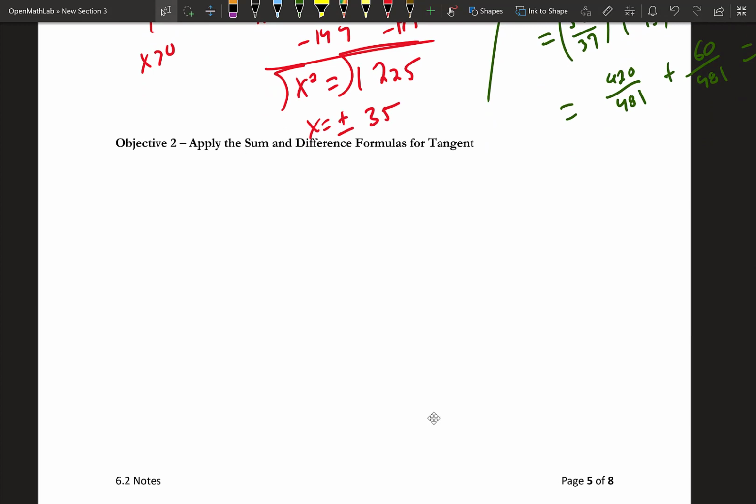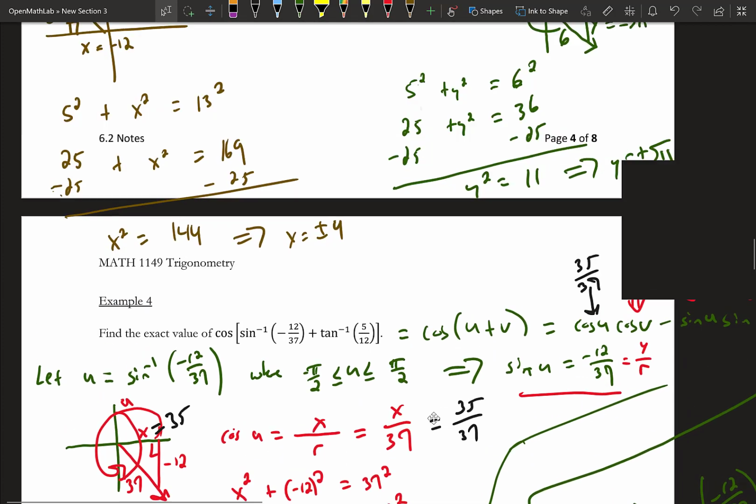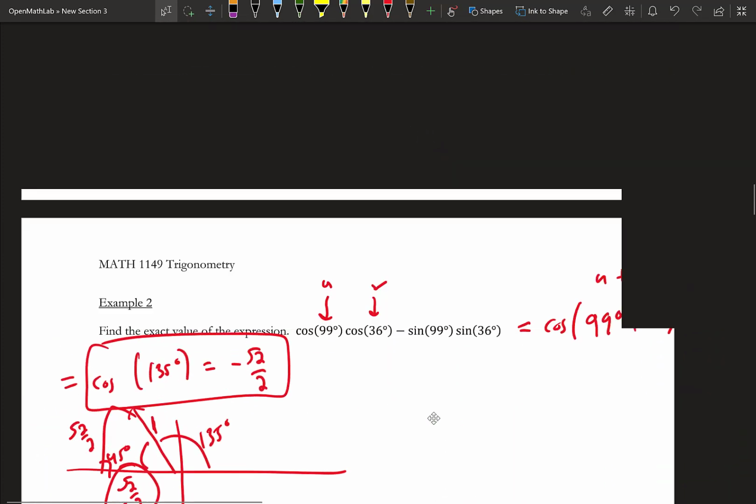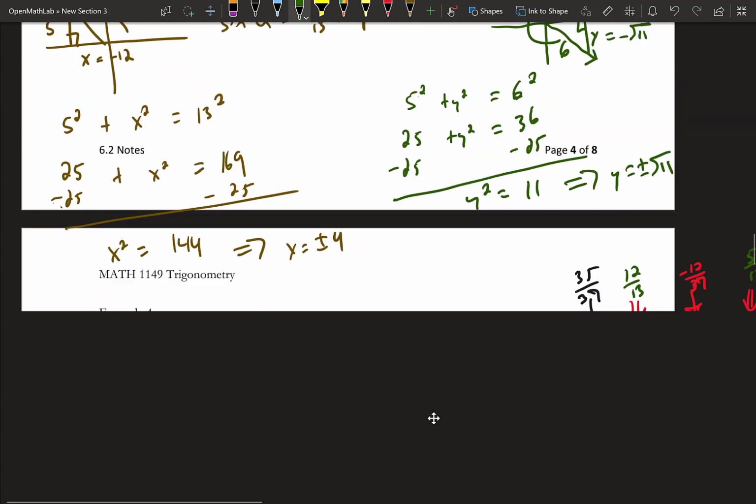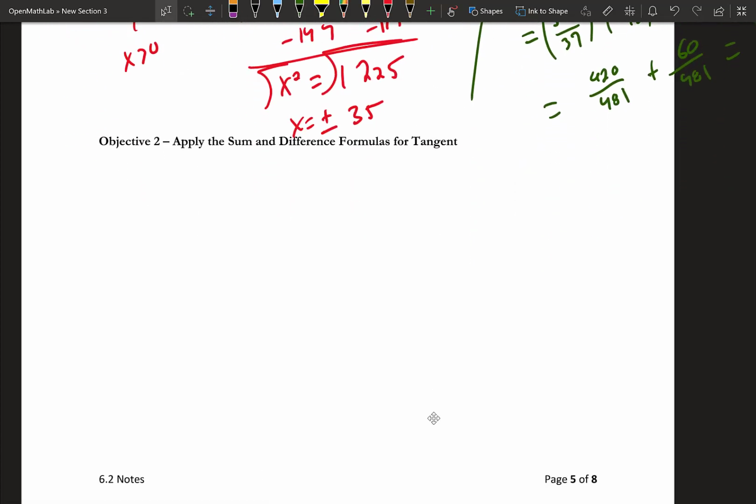All right, so then the next objective is thinking about applying the sum and difference formulas for tangent. I actually already gave you those for tangent in that chart. So we have them here, the tangent formulas. You might be wondering where they come from. I talked about how I won't derive the formulas for cosine and sine; you can review that on your own. But once you have those established for cosine and sine, it's pretty easy to find them for tangent.